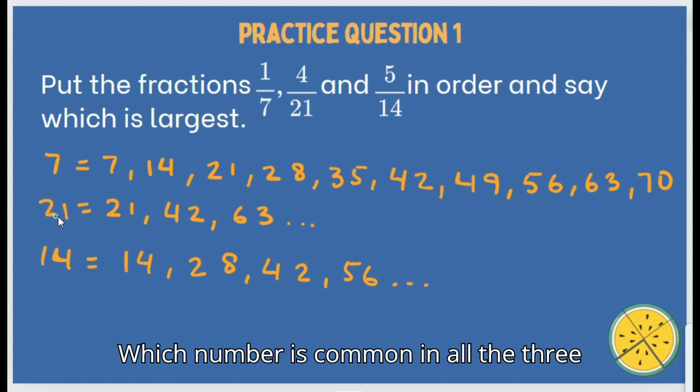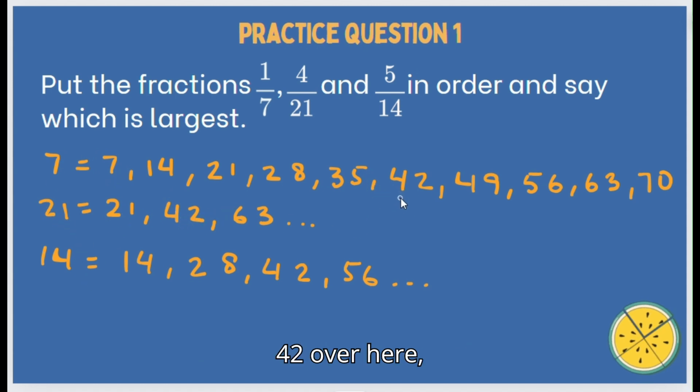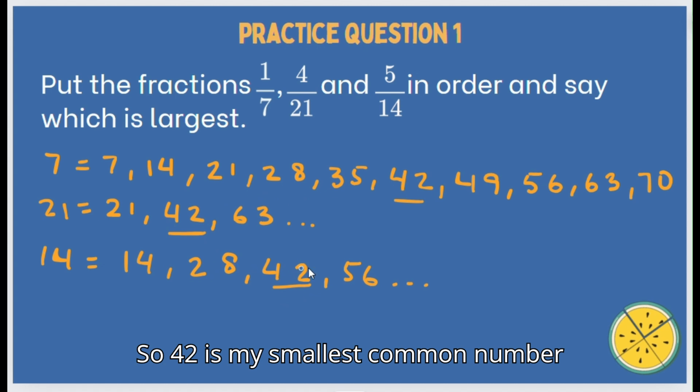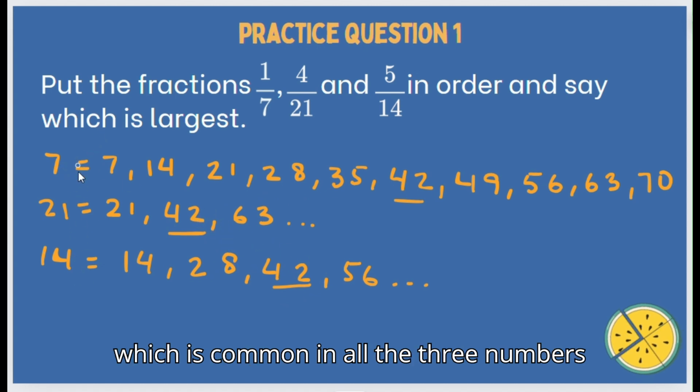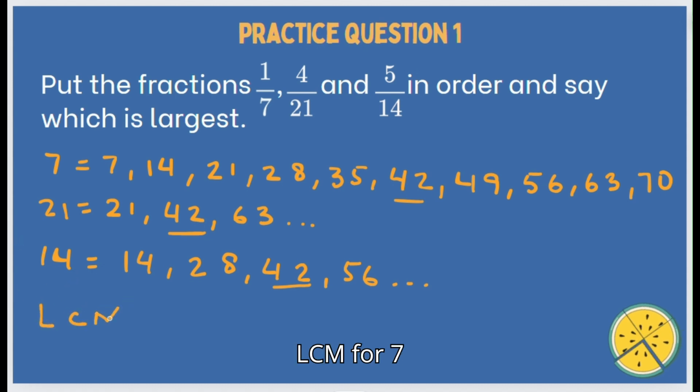Which number is common in all the three numbers? So I can see that 42 over here, 42 here, and 42 here. So 42 is my smallest common number, which is common in all the three numbers, 7, 21, and 14. So that means that my LCM for 7, 21, and 14 is 42.